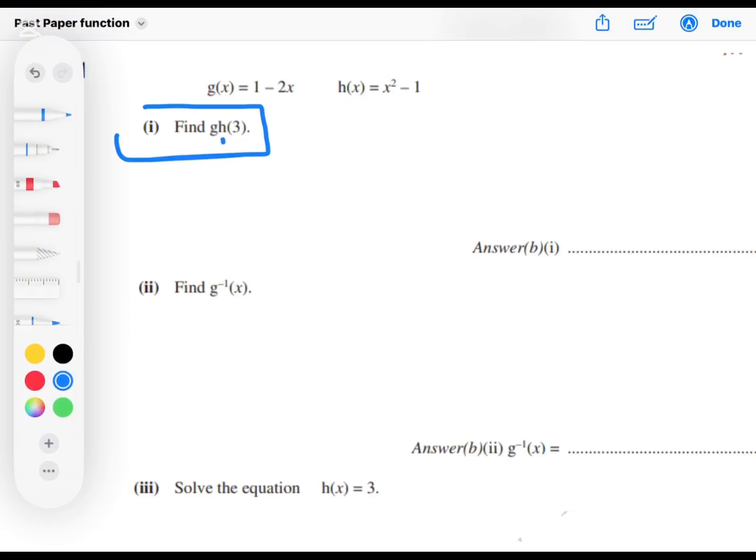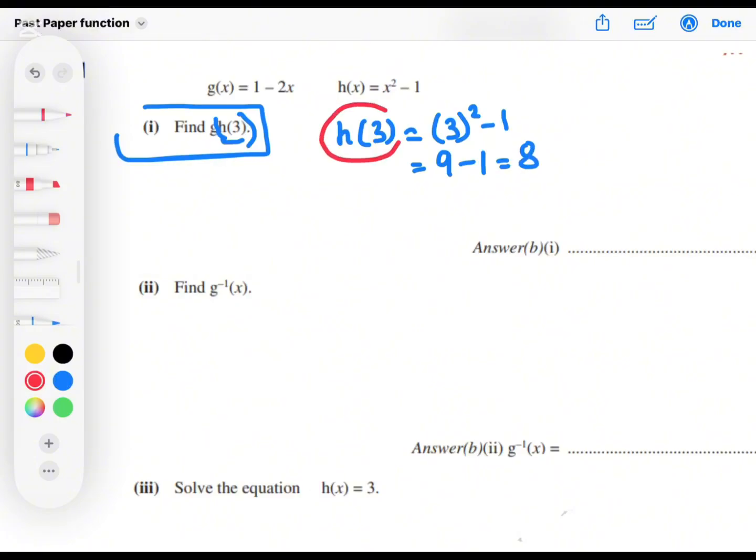So first we will solve h(3). You can see that this is h(3). This means that I have to put 3 replacing x. So 3 squared minus 1, so 9 minus 1. The final answer will be 8. This means that the answer of h(3) is 8.